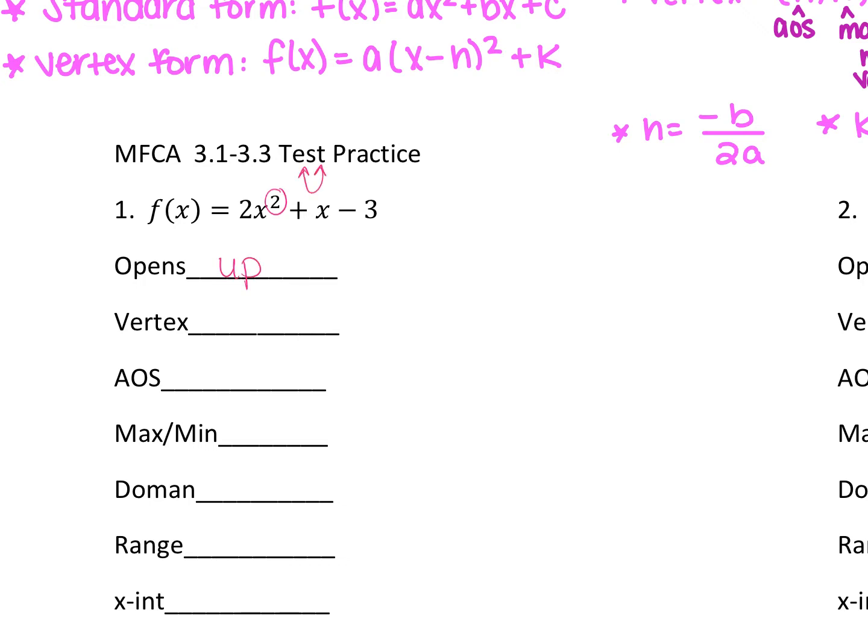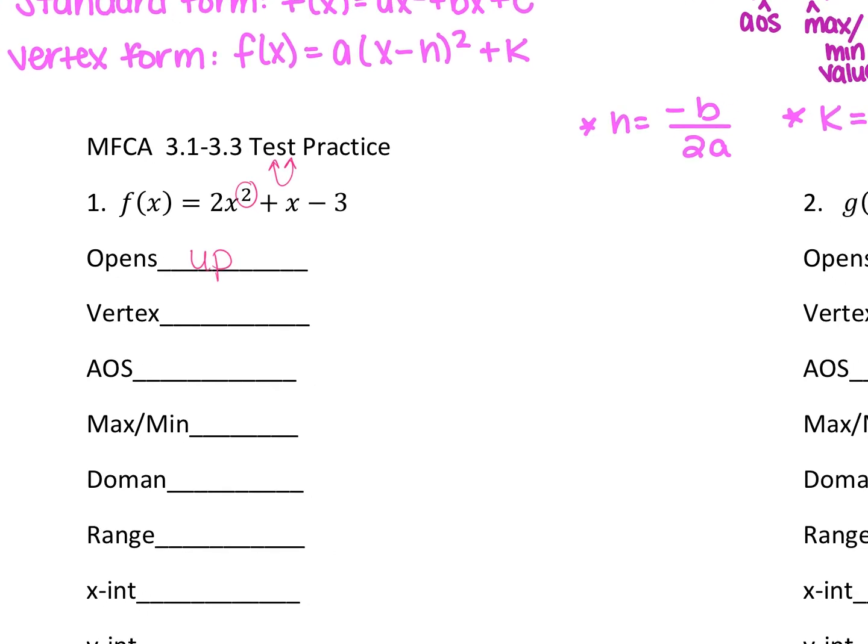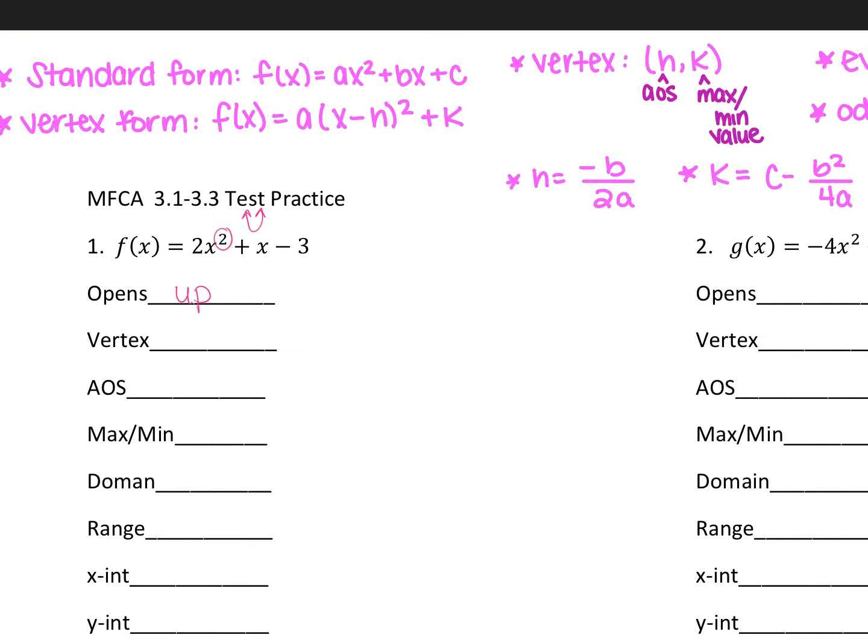Your vertex we can find by finding h and k. H we say is negative b over 2a, and k is c minus b squared over 4a. Your a is 2, your b is 1, and your c is negative 3. So you're going to plug these in to find your vertex.